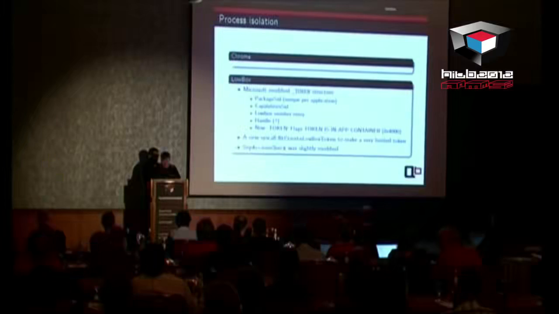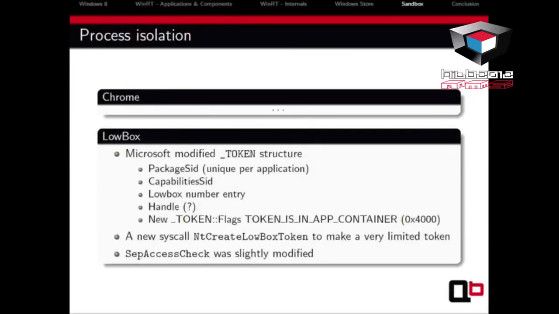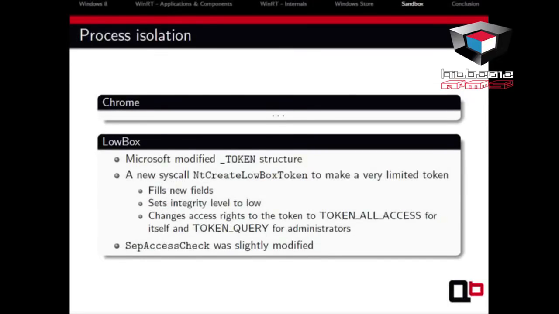On the Microsoft side, they decided to implement isolation in the kernel. Basically, they modified the token structure, which adds several fields like package SID and capability SID, and designed a new flag which tells if the token is in an app container or not. If you want to create an app container token, you must call NtCreateLowBoxToken, which initializes the new fields, sets the integrity level to low, and changes access rights to all access for itself and only query for administrators.